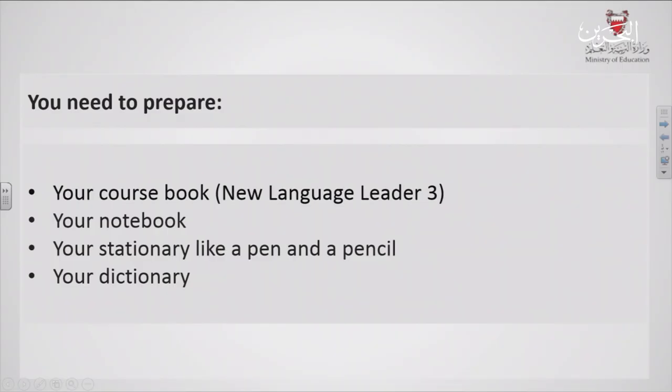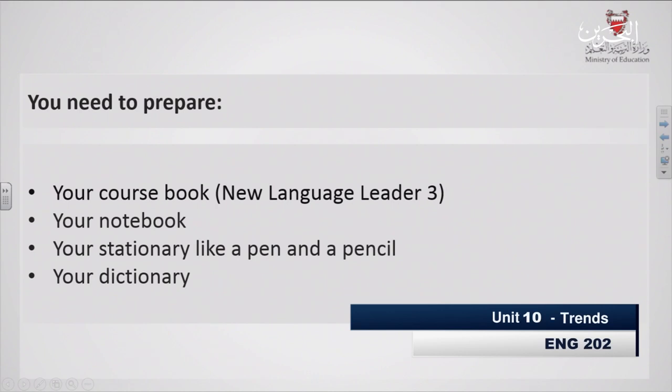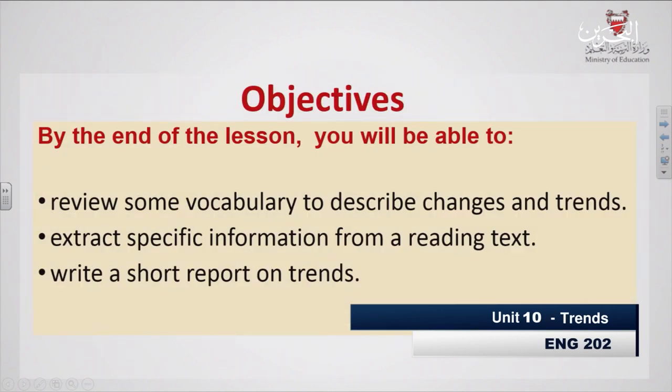Before we start, you need to prepare your course book, your notebook, your stationery, and your dictionary. The objectives of the lesson today: number one, review some vocabulary to describe changes and trends. Number two, extract specific information from a reading text. Number three, write a short report on trends.